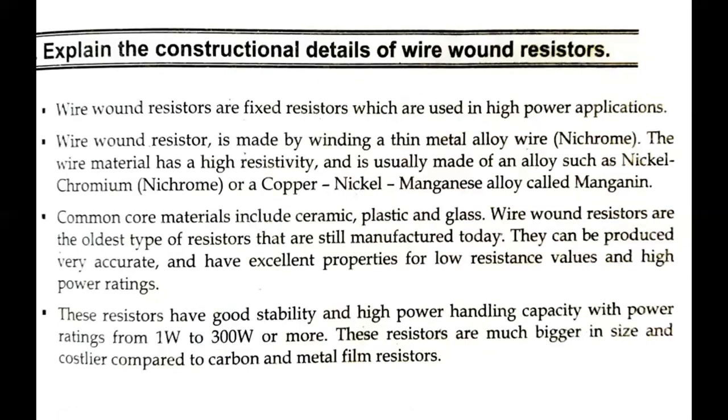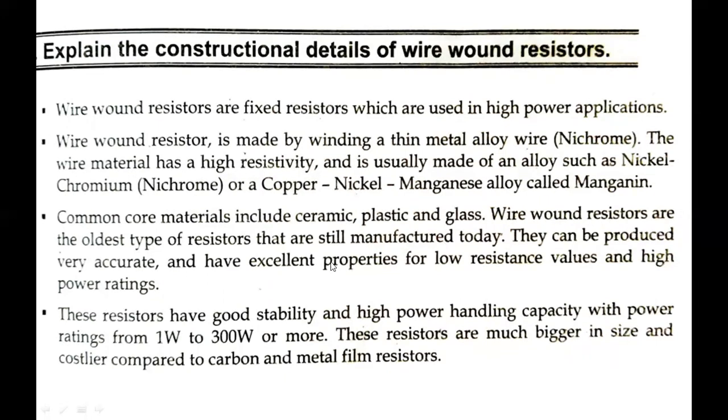Fixed resistors which are used for high power applications. A wire wound resistor is made by winding a thin metal alloy wire, nichrome wire. The wire material has a high resistivity and is usually made of an alloy such as nickel, chromium, or copper, nickel, manganese alloy called manganin. Common core materials include ceramic, plastic, and glass.